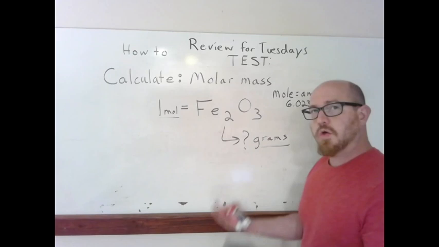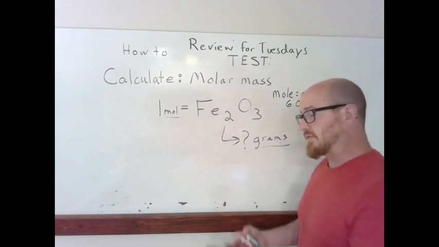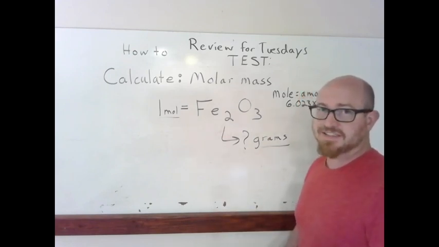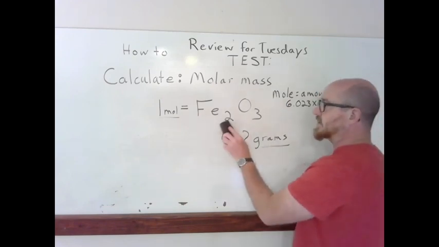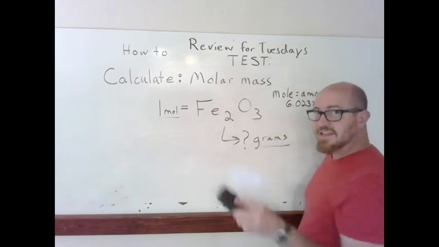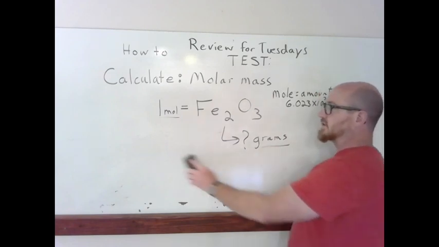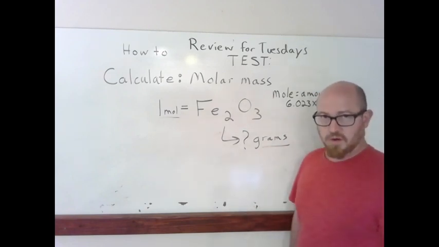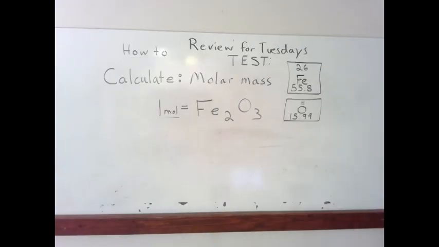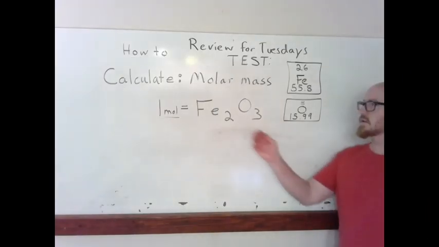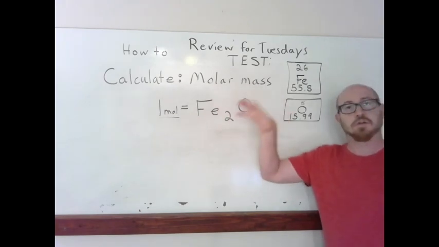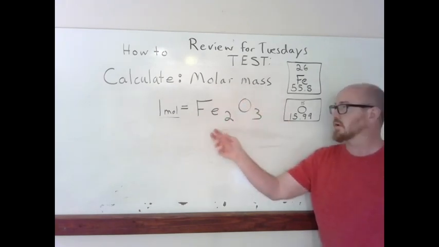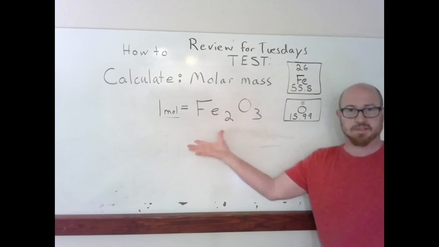Now make sure to follow along with me in your notes. Have your periodic table out right now because it's going to help you. And we're going to calculate what Fe2O3 is in grams if I give you 1 mole of it. So if we're going to be looking at this and understanding how to calculate the molar mass, you look to your periodic table and you look up the 2 elements that make up this compound.